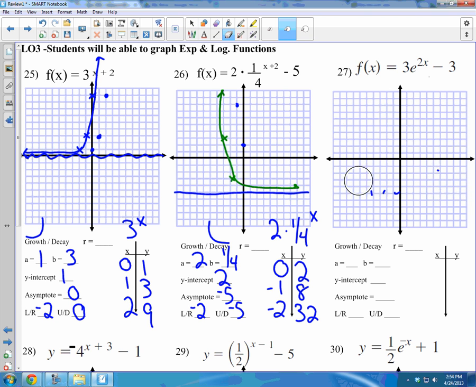All right, so on 27, bringing E in, and that's my B. B is also what tells me if it's growth or decay. So that's why on these problems I have an R, because R is going to tell me if it's going to stay growth or decay.